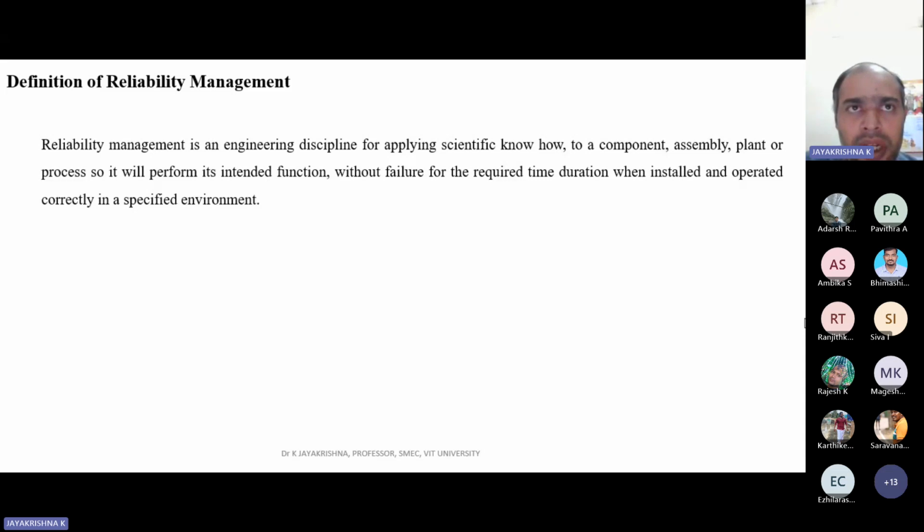Again, this component will be installed or operating in the specified environment for which it has been designed. For example, an oven has to perform in a high temperature mode. Your refrigerator has to perform in a cold environment. So the surrounding environment or the inside environment for which it has been designed, we call that reliability. This component should be able to deliver that functionality in that environment, whether it's hot or cold or whatever it is, it has to perform. So that is what we call the reliability of the component.